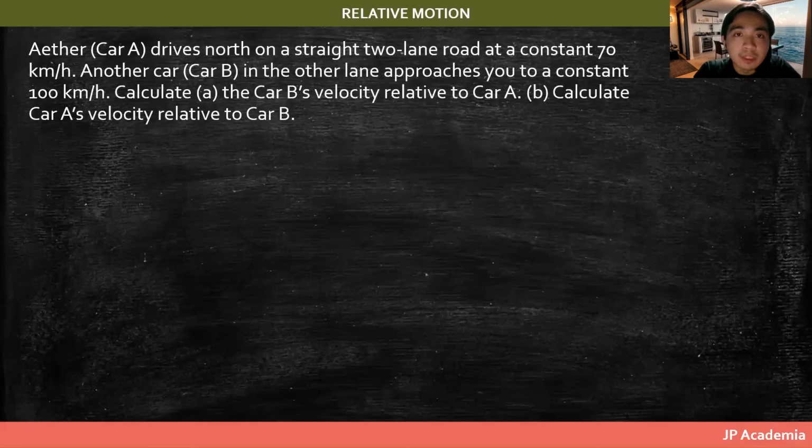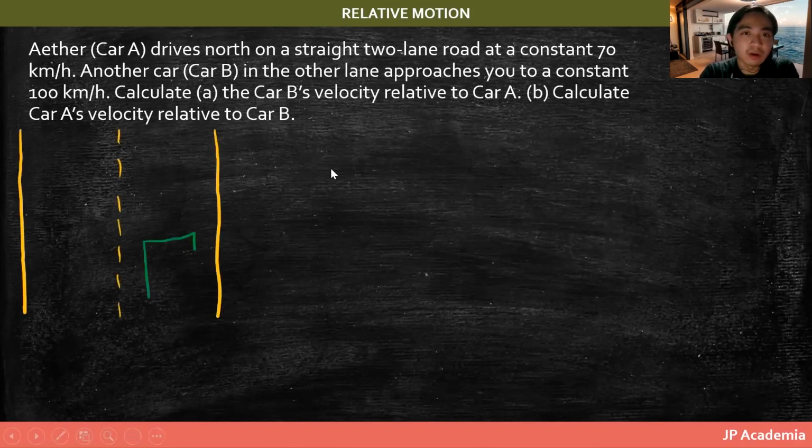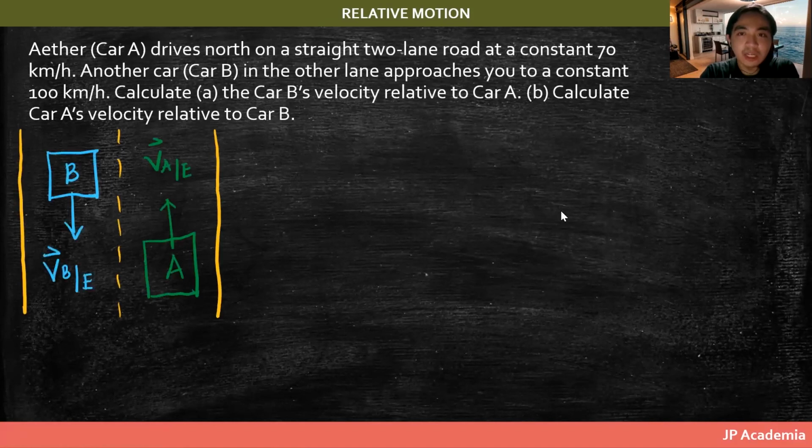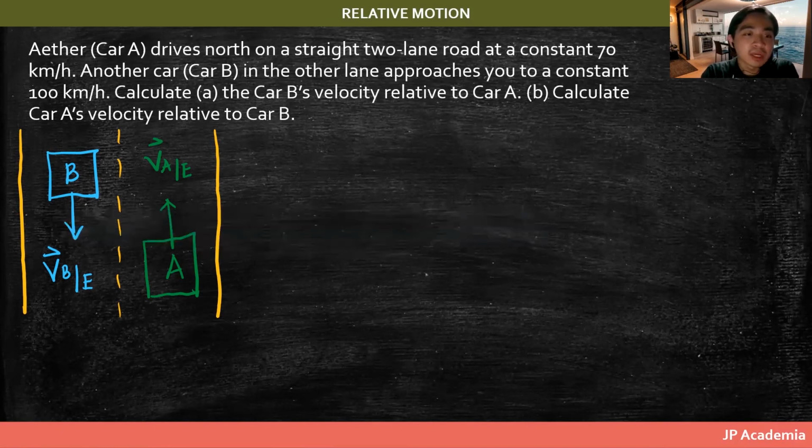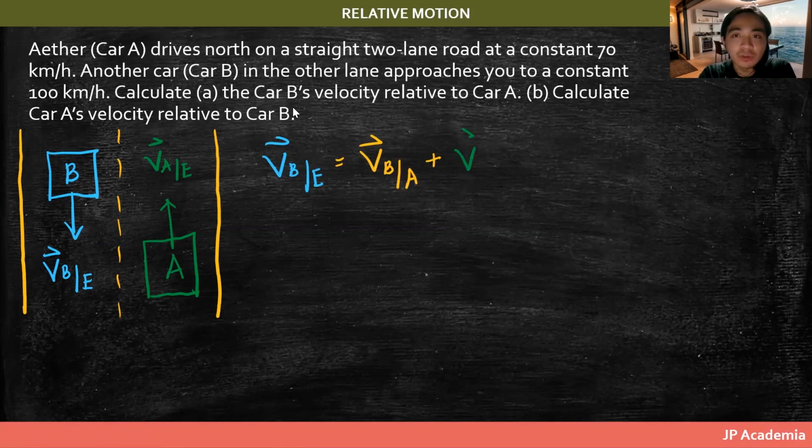Okay, so next problem is on relative motion. And maraming nalilito rito sa topic na to or sa pag-solve nito. So, simulan natin dito sa very simple muna. So, car A drives north on a straight two-lane road as shown here sa drawing ko at a constant 70 kilometers per hour. So, ayan siya yung color green. Then, we have another car. So, this is car B in the other lane approaches you at a constant 100 kilometers per hour.